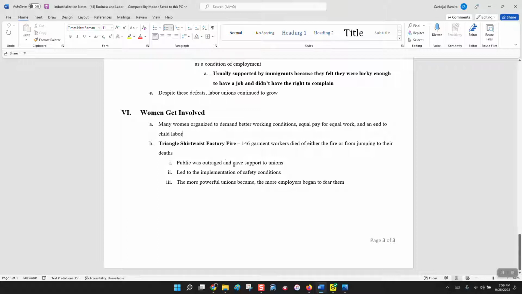The public was outraged and they started to support unions even more. That women should also be in unions and they need to be protected as well. And more safety conditions are going to be added to buildings like fire escapes, those big metal things that are added to the sides of a building where you could go out the window and go down the stairs. That didn't go in until after an example like this of how bad it could get.